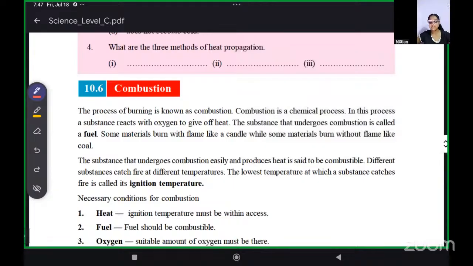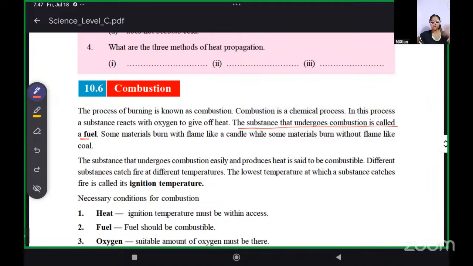In this process, a substance reacts with oxygen to give off heat. While burning, a substance reacts with oxygen and produces heat. The substance that undergoes combustion is called fuel. Some materials burn with flame like a candle, whereas some burn without a flame like coal. Some substances burn with a flame, whereas some burn without a flame.